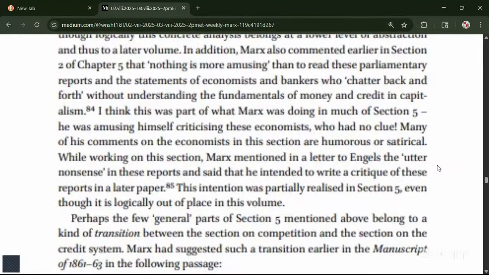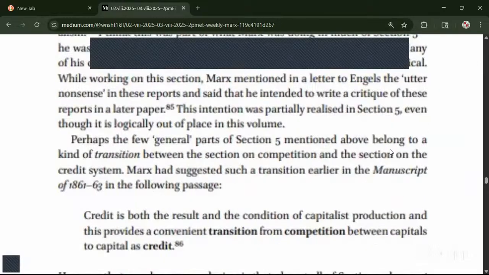While working on this section, Marx mentioned in a letter to Engels the utter nonsense in these reports and said that he intended to write a critique of these reports in a later paper, footnote 85. This intention was partially realized in Section 5, even though it is logically out of place in this volume. Perhaps the few general parts of Section 5 mentioned above belong to a kind of transition between the section on competition and the section on the credit system.